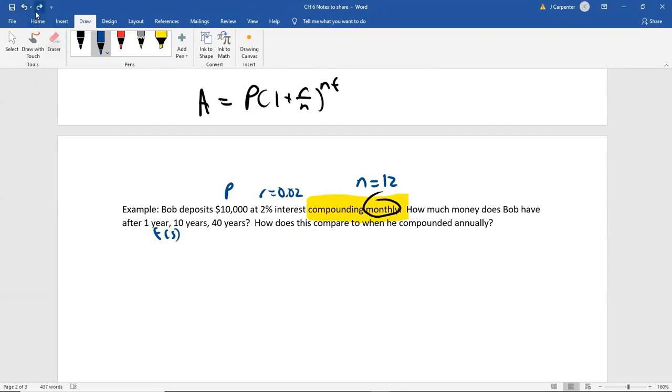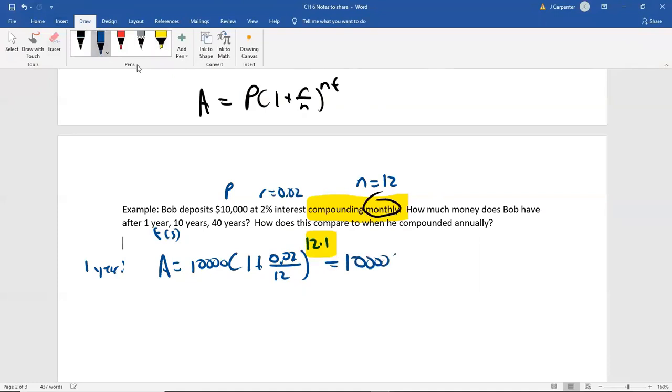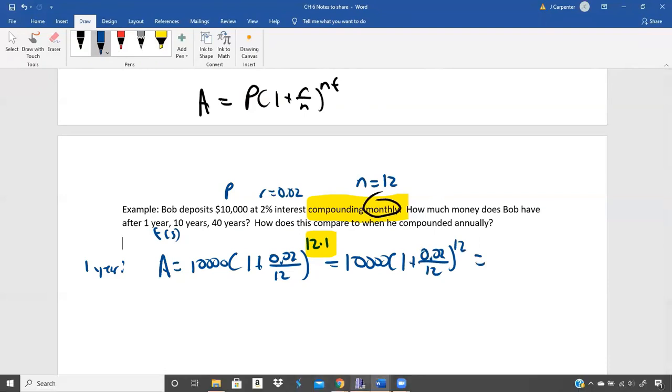I really hope I don't actually hit save at all. That would be A equals 10,000 times 1 plus 0.02, that's the R, over N, which is the 12, raised to the NT, which is 12 times 1. Now, before you put this in your calculator, I said to pre-multiply the exponents, which 12 times 1 is 12. So that's 10,000, parentheses, 1 plus 0.02 over 12 raised to the 12. See, we're going to gain money 12 times. The exponent turns into how many times we gain money, or have to pay money if it's a loan instead.